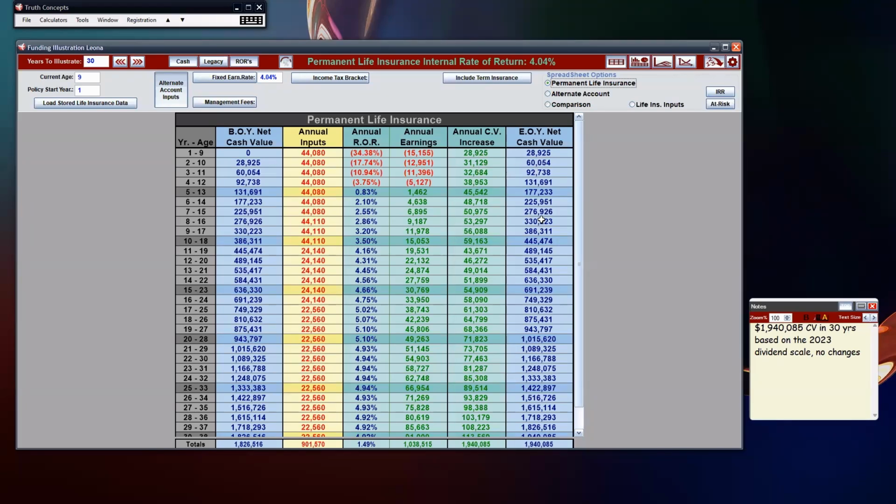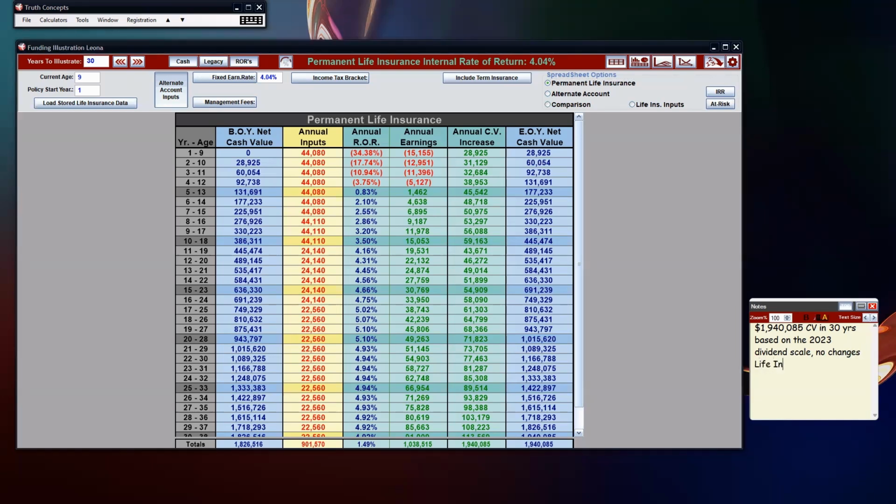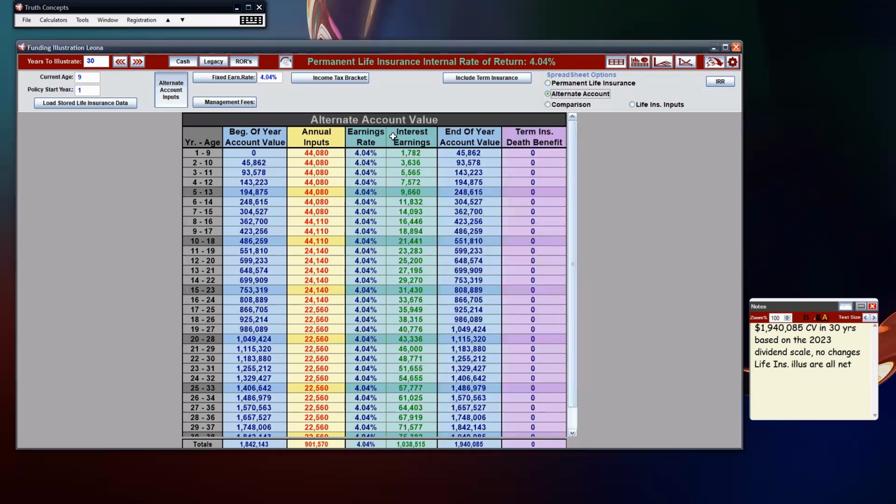This is after all commissions are paid. They're not coming out on top of what's happened here. And the taxes don't have to be paid on an annual basis. If we look at the alternate account, we would have to take those things into consideration.